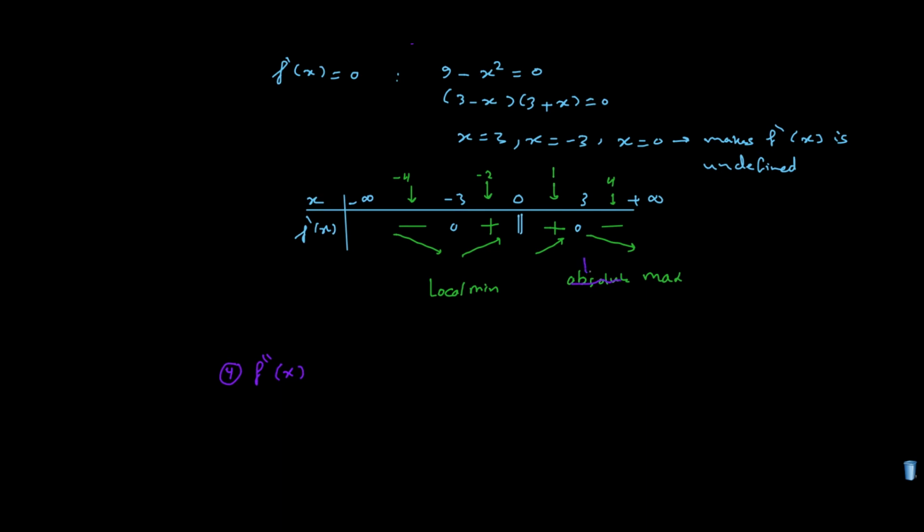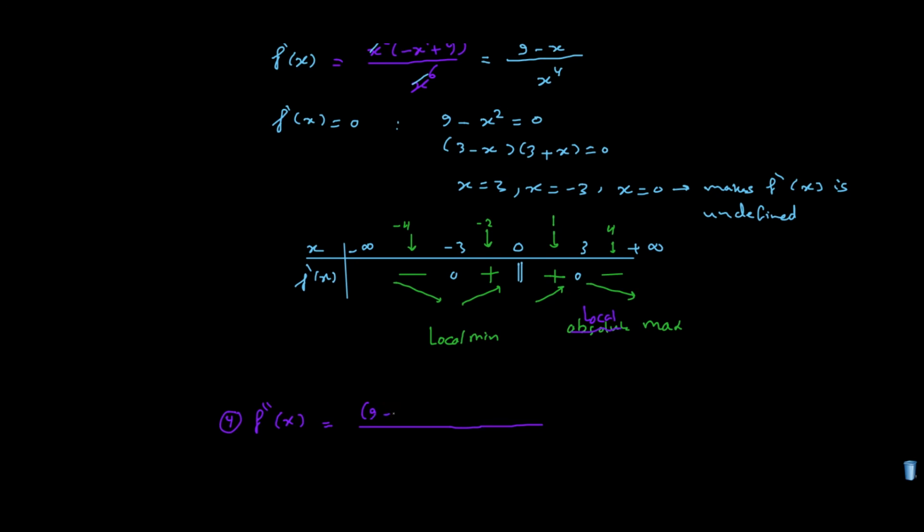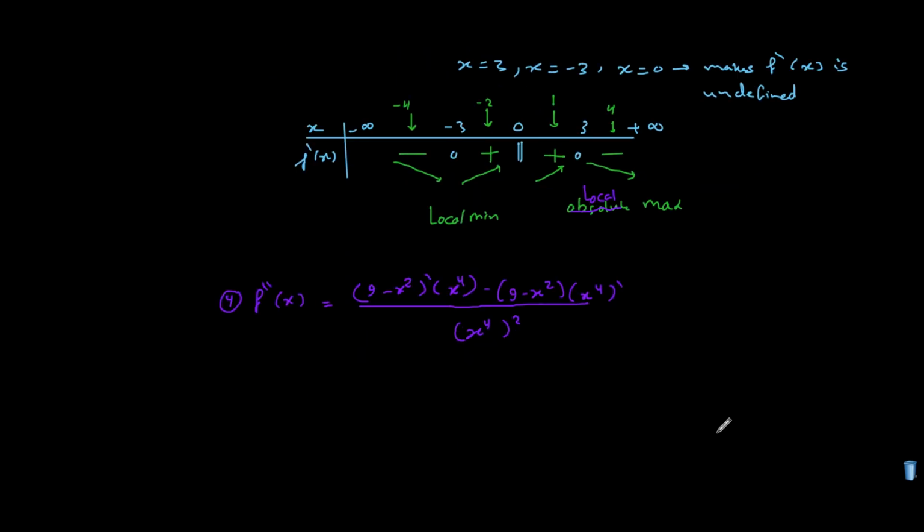The next step, the fourth step, is to find the second derivative of f. Here there is a local maximum, sorry. The second derivative we can write using the quotient rule also: 9 minus x squared prime times x to the power 4, minus 9 minus x squared times x to the power 4 prime, over x to the power 4 squared. This is the quotient rule. Okay, we can simplify this.